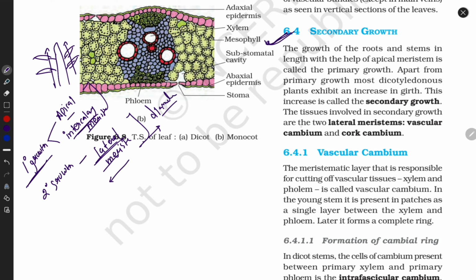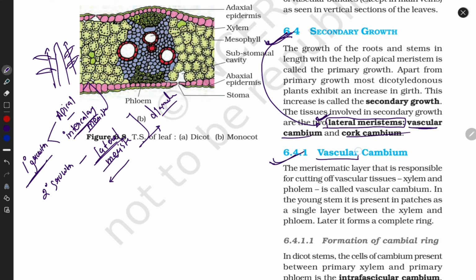And what is secondary growth responsible for? Secondary growth is provided by lateral meristem, guys, and lateral meristem is further divided into two parts: vascular cambium and cork cambium. Let's start with vascular cambium.